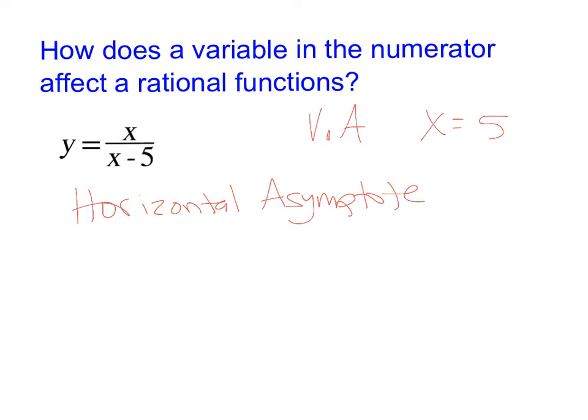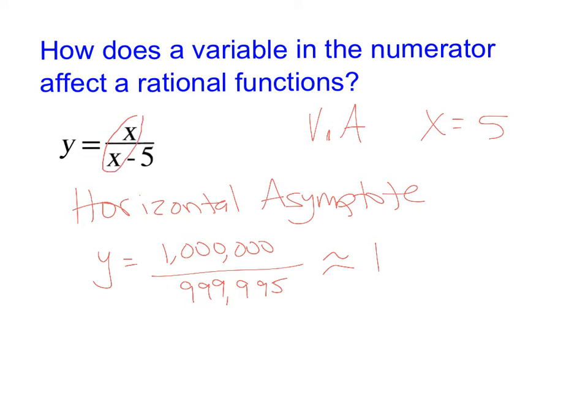So think about it this way. If I plug in a really big number, y equals 1,000,000 over 999,995. What is that really close to? It's pretty close to 1, right? If I plug in any really, really big number, what ends up happening is if you take the x's and divide them, x divided by x is 1. That's your asymptote. Because over time, when the numbers get really big, that 5 ends up meaning nothing. I like to call it that loose change.